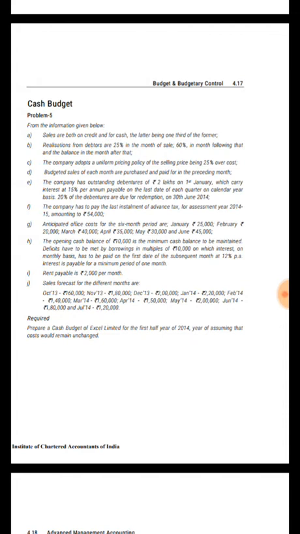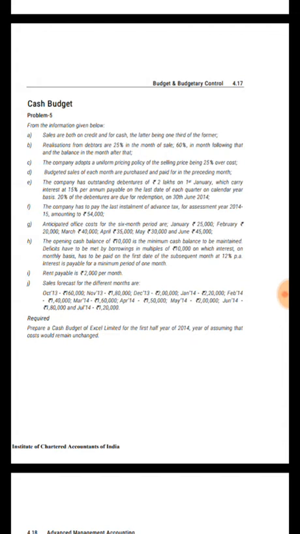Means this credit sale which we saw in point A, that credit sale is nothing but the debtor. We are going to realize 25% in this month of sale itself, then 60% in next month, then balance means 15% in next to next month.